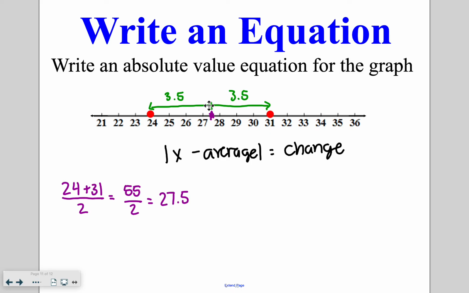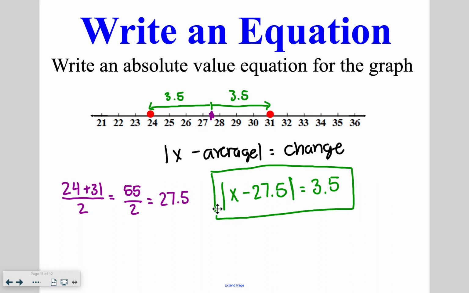The spaces should be even. If they are not, that means you have found the incorrect average point. So your final equation here is going to be x minus, in this case, the 27.5, that average central point, is equal to how much we can change by, which in this case is going to be give or take 3.5.